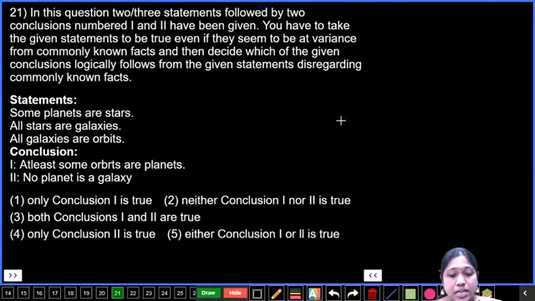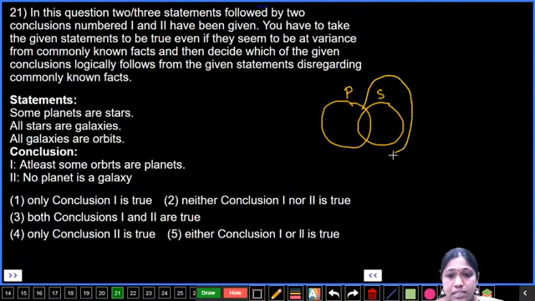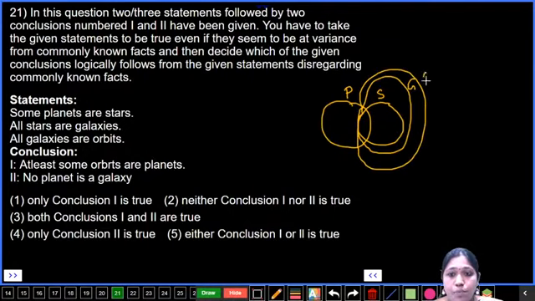Some planets are stars. All the stars are galaxies. All the galaxies are orbits. Now see the conclusions. At least some orbits are planets. Yes, first one is true. No planet is a galaxy. It cannot be considered. One alone satisfies.